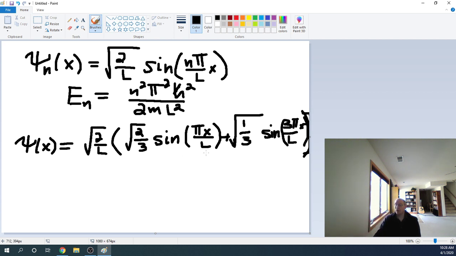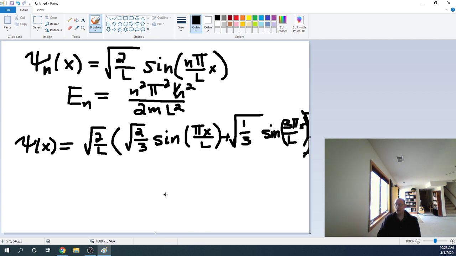This is the same sort of representation, but not for a biological system, for the particle in the box. If this is the wave function of the particle, there is a certain percentage chance that the particle has n equals 1, and a certain percentage chance that the particle has n equals 3. The percentage chance is the square of the coefficient in front of each part of the wave function.